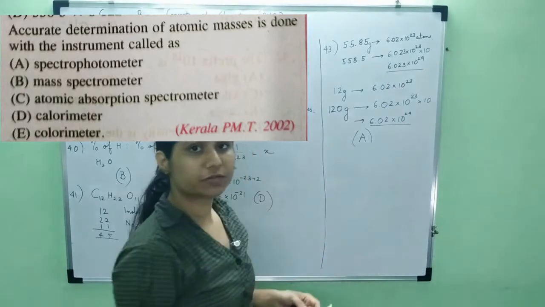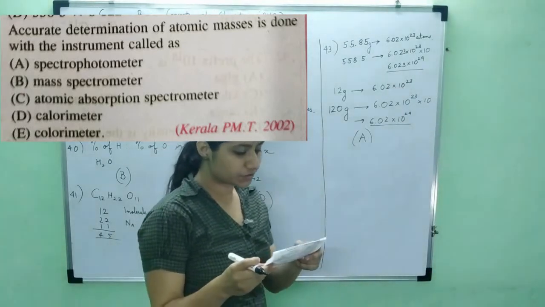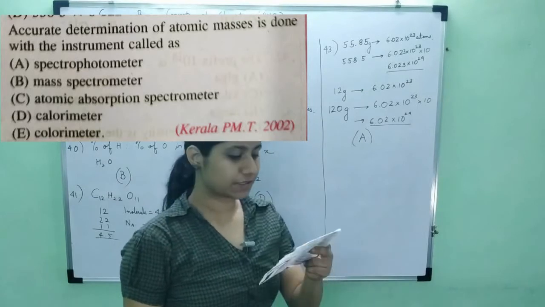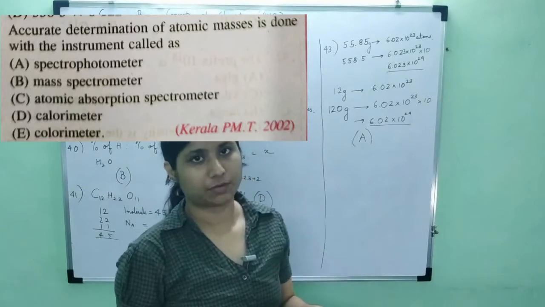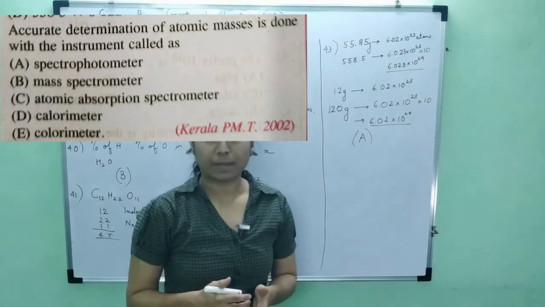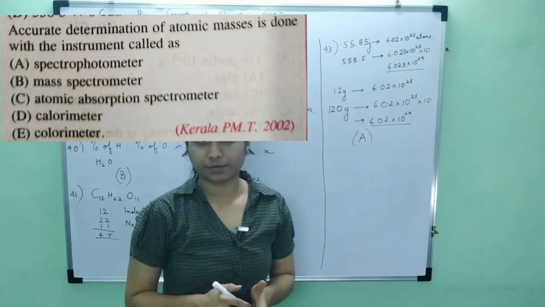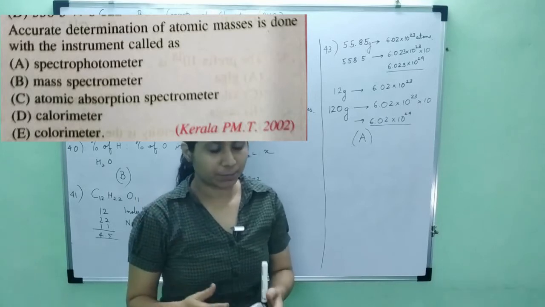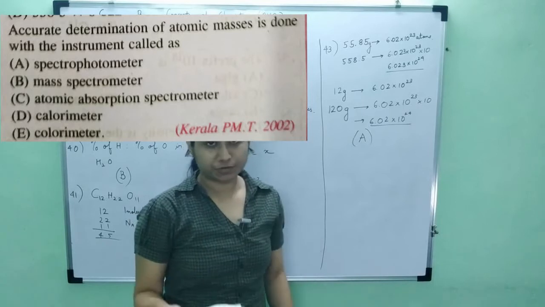Okay. Now the next question is, accurate determination of atomic masses is done with an instrument called. So very accurate determination of atomic masses can be done with what? Mass spectrometer. Mass spectrometer is what helped us to find out the mass of C12 carbon, and from that we could divide that by 1/12. Okay, so mass spectrometer is used.